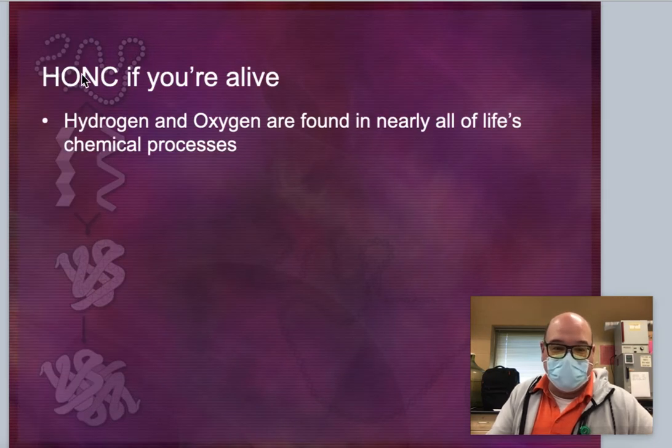A little sort of mnemonic to help you remember the main elements. So we're talking about periodic table elements here. Is this honk if you're alive? If you've ever seen a bumper sticker that says, I don't know, honk if you're an Irish fan or something like that, of course, we're changing the K to a C. So the main elements of life are hydrogen, oxygen, nitrogen, and carbon. Now there's also a little bit of phosphorus and sulfur, but these are the main ones.